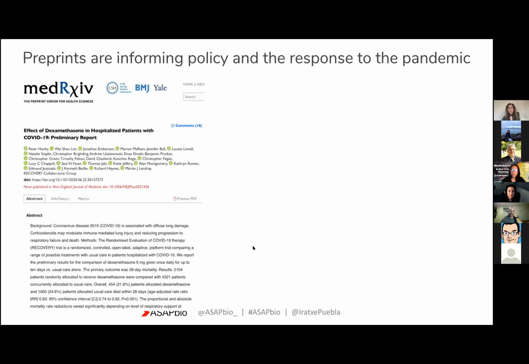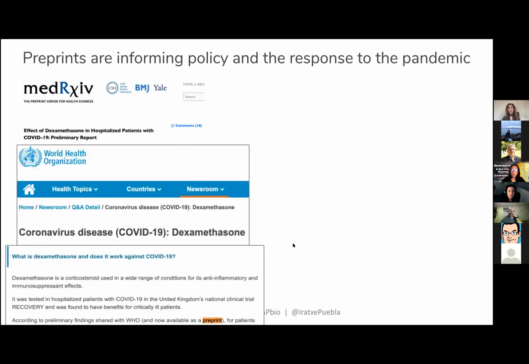And this was used by the World Health Organization to inform the recommendation for hospitals and different organizations to make use of this corticosteroid when treating COVID-19 patients.